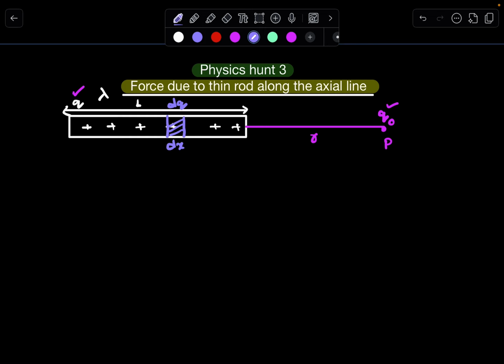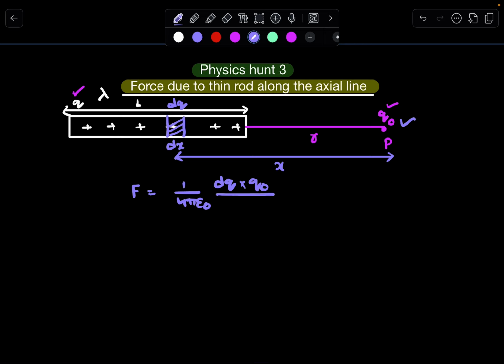This length element is located at a distance x from the point P. Now first of all I'm going to calculate the Coulombic force. The Coulombic force is given by 1 by 4 pi epsilon naught into the first charge dq into the test charge q naught by the total distance of separation, which I'm taking here as x square.